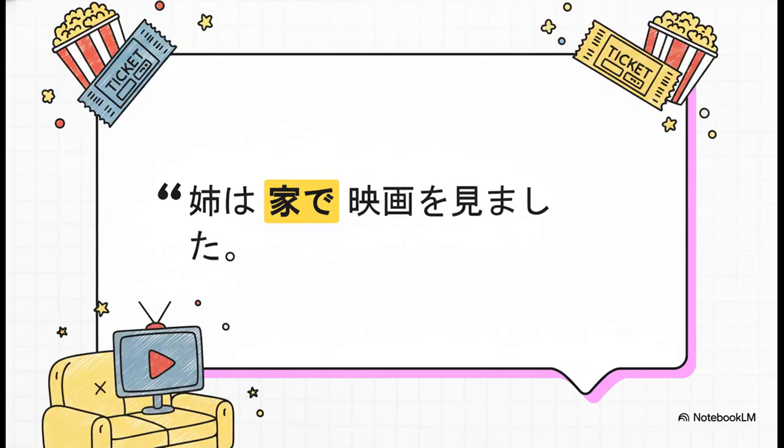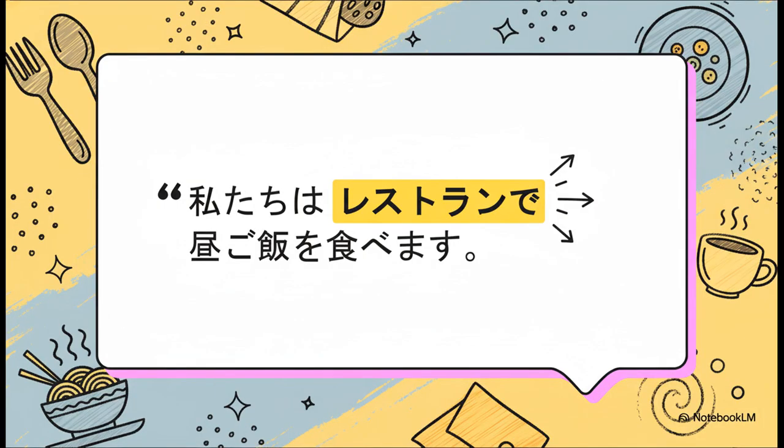Let's look at another one. The action here is watched a movie. Eiga o mimashita. And where did my sister do this? The particle tells us ie de, at home. It's so clean and clear. And for our last example of this rule, we eat lunch. Where do we do it? Ristorante, at a restaurant. The particle de anchors that action of eating to the location, the restaurant.